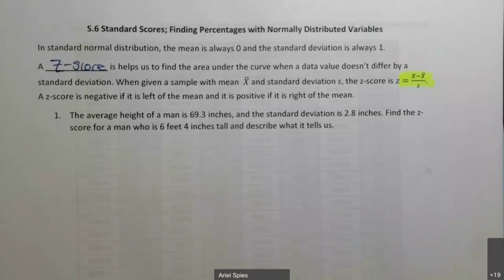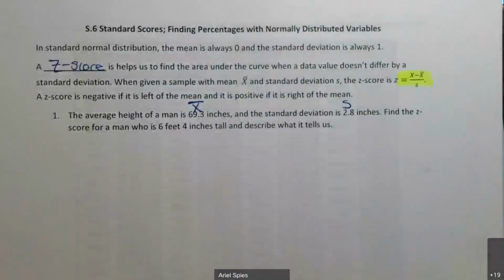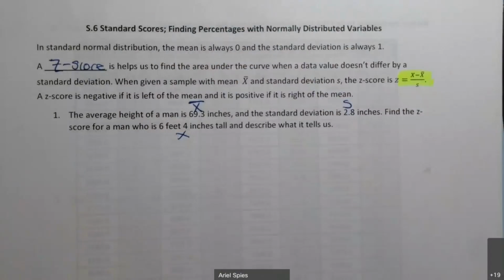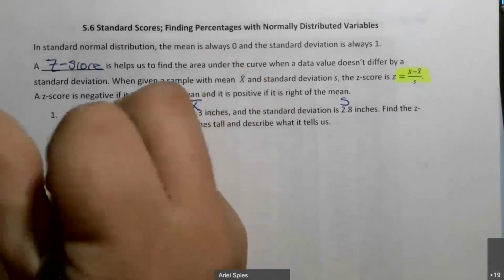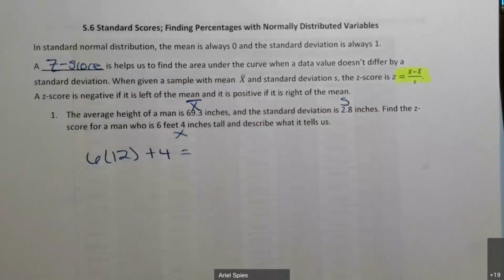So number 1 tells me that the average height of a man is 69.3 inches and the standard deviation is 2.8 inches. It wants me to find the z-score for a man who is 6 feet 4 inches tall and to describe what that tells us. So the first thing is I'm going to label what my things are. The mean height is x bar, the standard deviation is s, and the specific man we're looking at is our x. But the average height and the standard deviation are both given in inches, so I need to turn his height into full inches. So I'm going to do 6 times 12 because there's 12 inches in a foot, and add that to the other 4 inches he has.